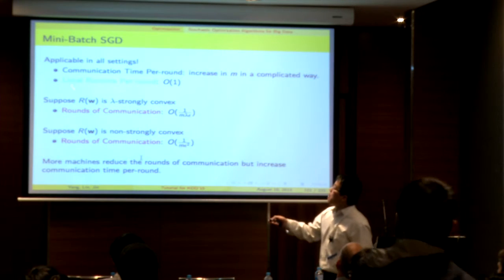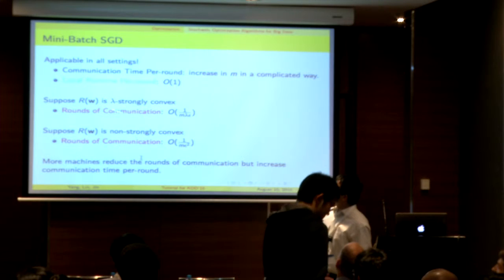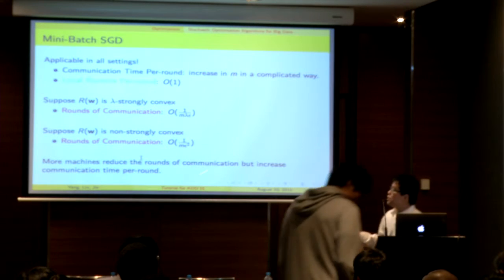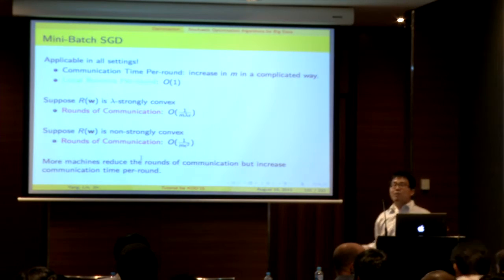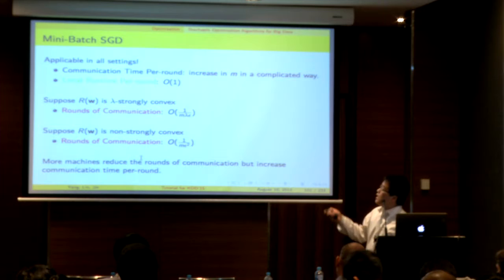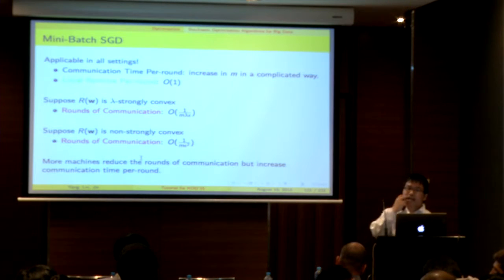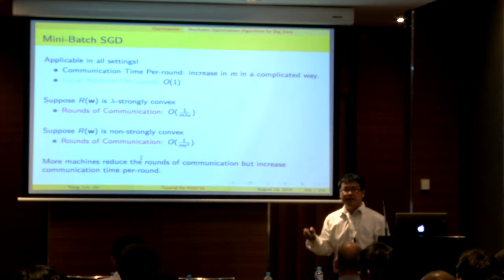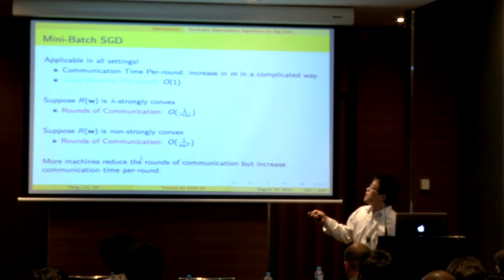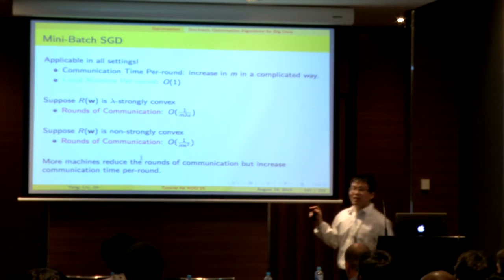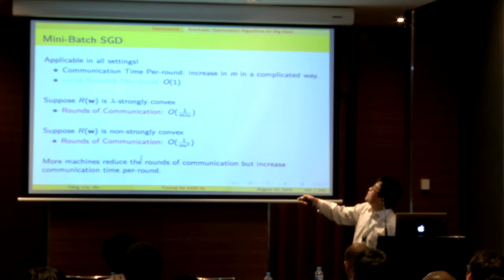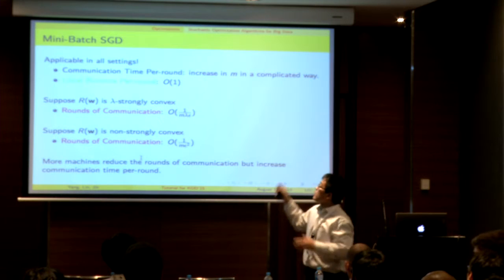Now let's talk about how many rounds of communication we need, which is something we care about. How many times do we need to average these stochastic gradients in order to guarantee epsilon for the global problem? When the problem is strongly convex, we have 1 over m lambda epsilon. 1 over lambda epsilon is exactly the same complexity as stochastic gradient descent under strong convexity. However, here we have m. It means that if you have more machines, you need fewer rounds of communication. But at the same time, more machines will increase the communication time per round. So there is a trade-off there.